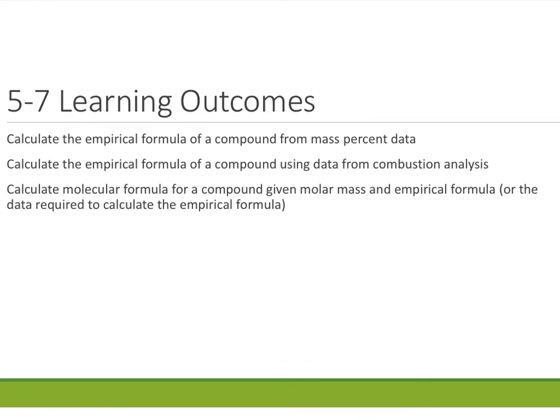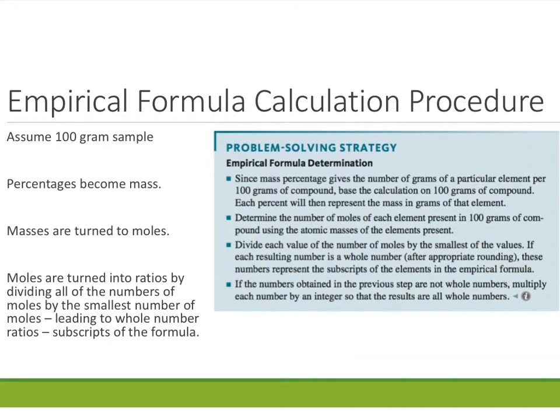All right, in section 7, we're going to use mass percent data to actually calculate the empirical formula of a compound. We'll also be able to do that using data from combustion analysis, and we will calculate the molecular formula of a compound given the molar mass and empirical formula, or the data required to calculate the empirical formula. The empirical formula is the simplest whole number ratio of atoms in a compound. Okay, so the mass percent data that we get would actually give us the simplest whole number ratio.